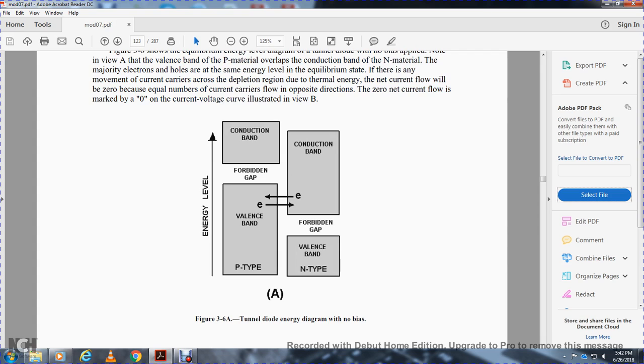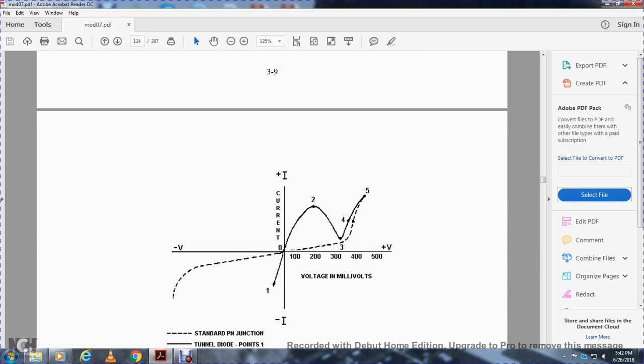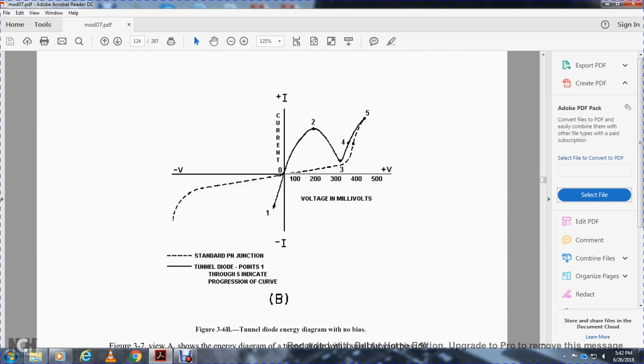Figure 3.6a shows the tunnel diode energy diagram with no bias. The energy levels of the valence band and conduction band of the negative type are staggered. Figure 3.6b shows the tunnel diode energy diagram with bias. The dashed line is the standard positive-negative junction, and the full line shows the tunnel diode, with points 1 through 5 indicating the progression of the curve, voltage in millivolts from 100 to 500, and current in amperes.